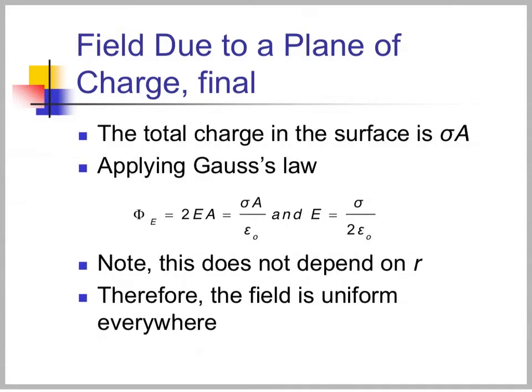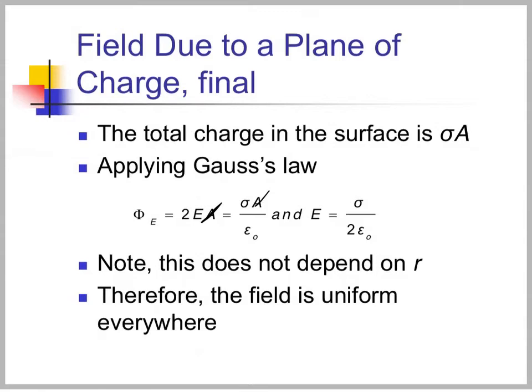The total charge inside the surface is the surface charge density, sigma, times the area. So if we apply that to Gauss's law, the integral of E dot dA we said was just 2EA, and that's equal to the charge, sigma A over epsilon naught. And again, like before, it doesn't matter how big my Gaussian box is because the areas are going to go away. And then the electric field is just sigma over 2 epsilon naught.